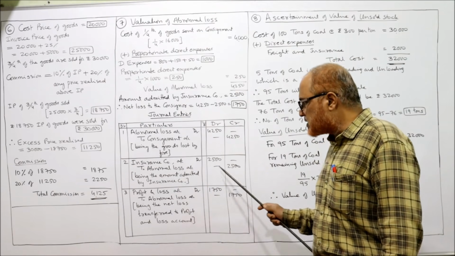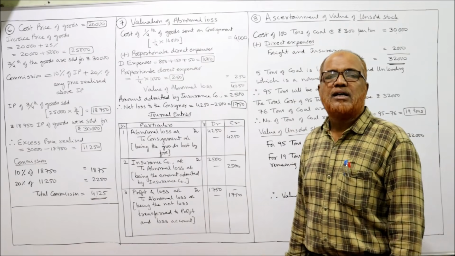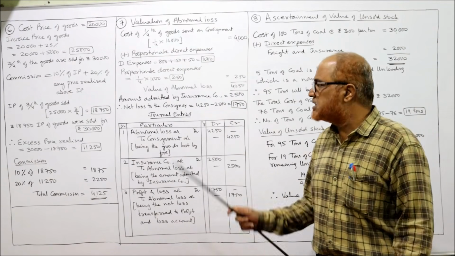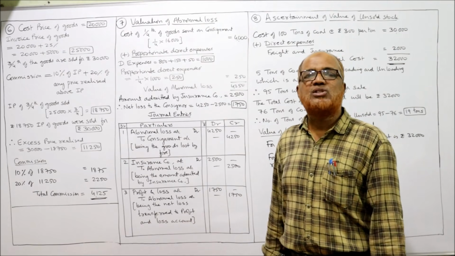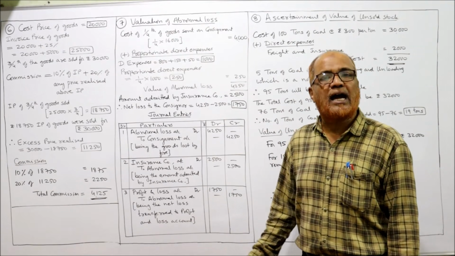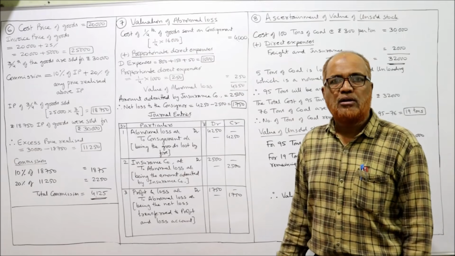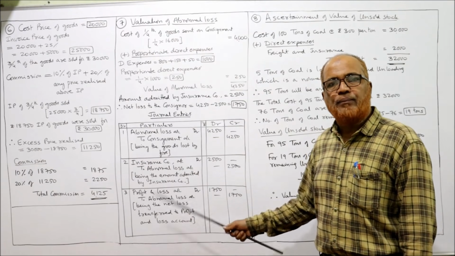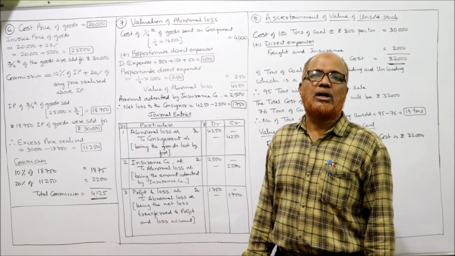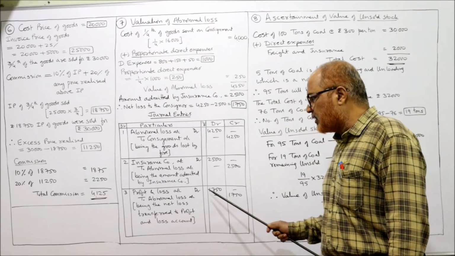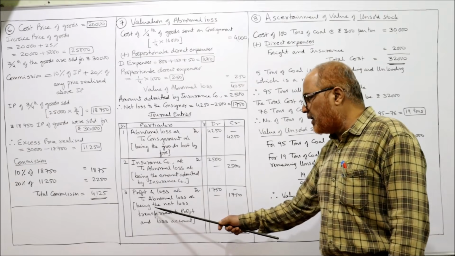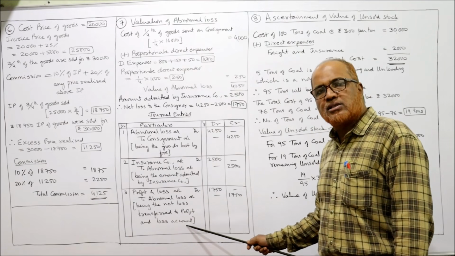Here abnormal loss is credited by 2,500. Still the abnormal loss balance is 1,750. This abnormal loss balance will be transferred to profit and loss account, net loss. So net loss 1,750. The entry will be profit and loss account debit to abnormal loss account, being the net loss transferred to profit and loss account.